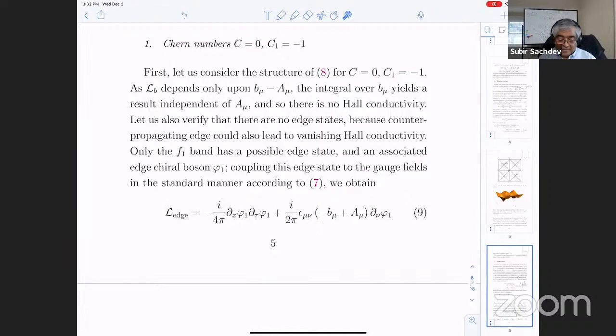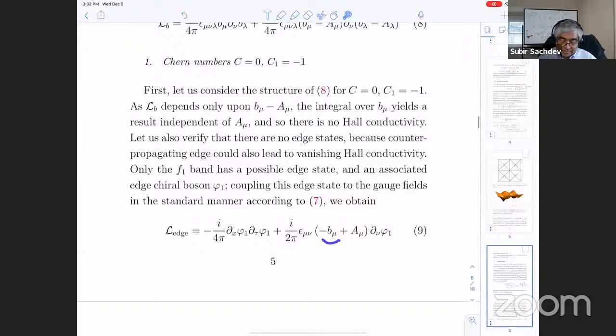So that's the beauty of it. Here you had this thing that seemed to have an edge state, but the edge state is pure gauge. It just disappears once you do the integral of the gauge field. So there is no edge state.